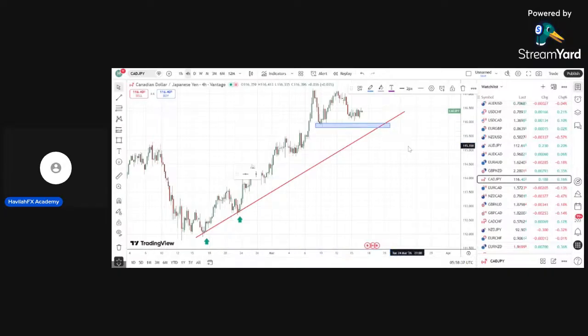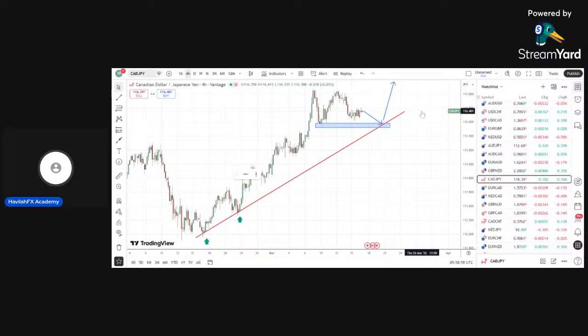All right. So looking at this structure, I strongly believe price might drop back into this zone, especially around the area where it's going to touch the trend line. That's my outlook. And from there we might experience a breakout to the upside.